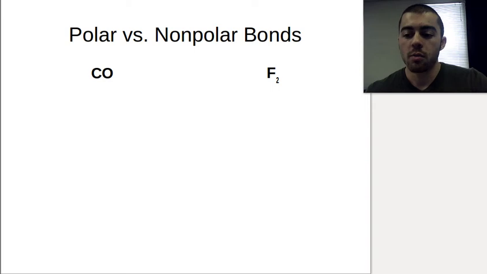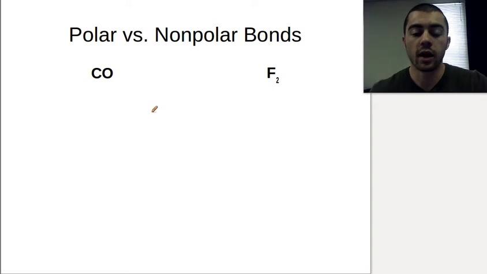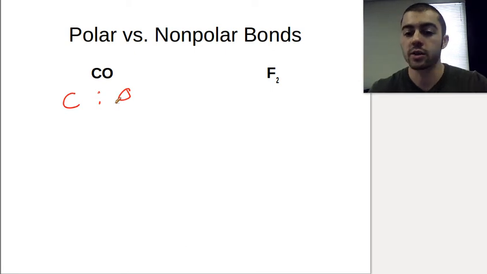So if we think about bonds, remember we talked about covalent and ionic bonding. So how do we decide if a bond is polar or nonpolar? Well, if we look at a bond between carbon and oxygen, we know that we have two electrons shared in here if it's a single bond. So we want to see, how are these electrons going to be shared? Are they going to be shared evenly or unevenly?